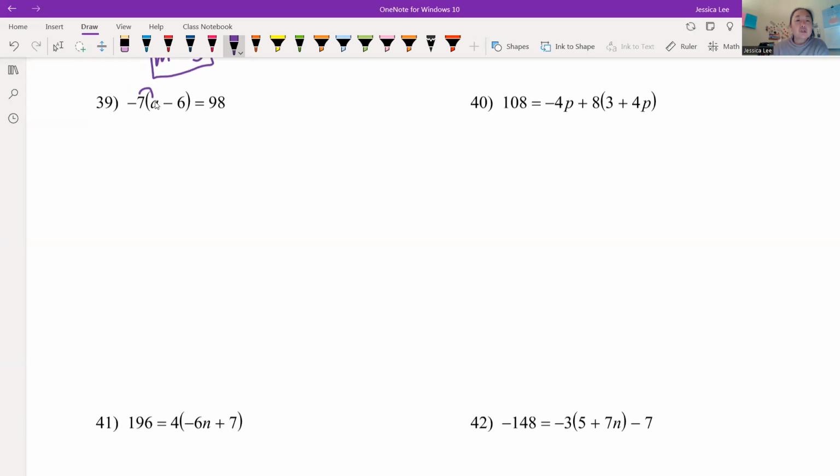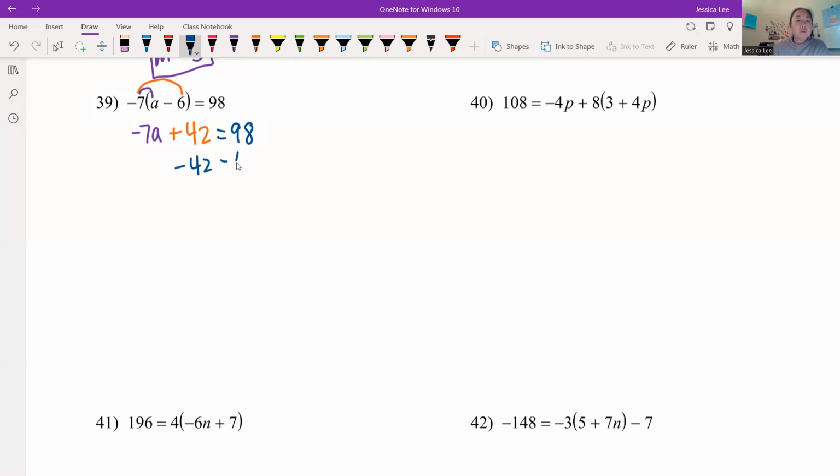So negative 7, we're going to distribute it. When I say distribute, I mean to multiply with both terms. Okay, so negative 7 times a is just negative 7a. And then negative 7 times negative 6 is going to be positive 42. All right, and that equals 98. And then notice these are not like terms, so I cannot add them together, right? So I'm going to just get rid of this. Again, this is now a 2-step equation.